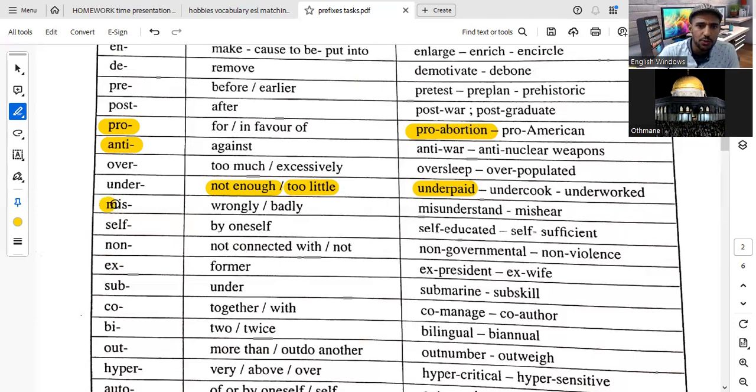Okay, so next we have mis. When we say mis, it means wrongly or badly, either pronounced, if we're talking about pronunciation, or understood, and so on. Example, we say misunderstand. Understand means to comprehend. Misunderstand means to understand wrongly. Something was wrongly understood. So that's what mis means here.